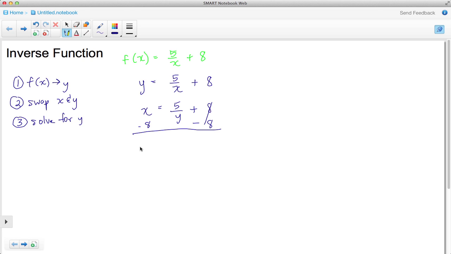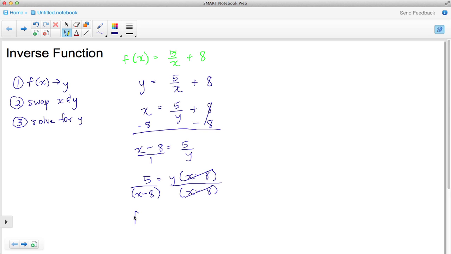In doing so, those 8's cancel, and I have x minus 8 is equal to 5 over y. Next step is I want to cross multiply, so it's understood that this quantity on the left is over 1. So I'm going to do 5 times 1 to give me 5, and then y times x minus 8. And then I'm going to go ahead and now divide both sides by the quantity x minus 8 to get that y by itself. So here I found that those cancel, and I have what y is equal to.